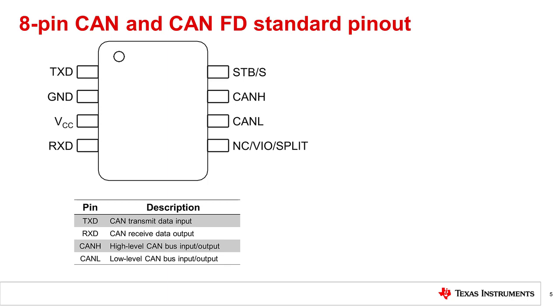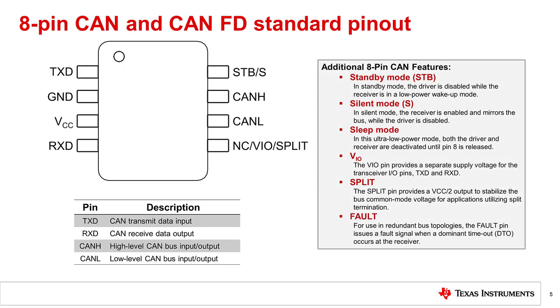Here is the 8-pin CAN and CAN-FD standard pinout. The TXD, RXD, CAN-H, and CAN-L pins, along with VCC and ground, are present on all 8-pin transceivers. Pins 5 and 8 can be used for some additional transceiver features. Many transceivers implement low power modes, implemented using pin 8 on the device, the most common of which are standby mode, silent mode, and sleep mode. Pin 5 can have one of a few features, or can be a no-connect.